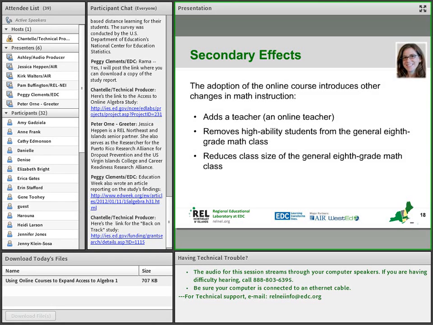And that, therefore, would reduce the class size of the general 8th grade math class, making it more homogeneous in ability. So we knew there could be a number of potential positive effects, side effects, if you will, or negative consequences of offering an online Algebra 1 course in these schools. And we thought these questions were really important, and the schools that participated in the study, which I'll describe in a minute, also agreed that these were important questions to pose.